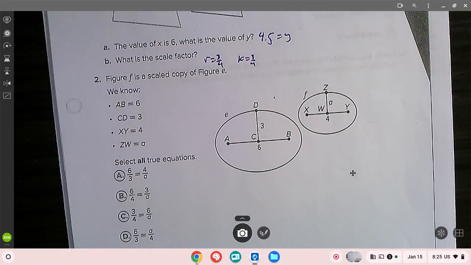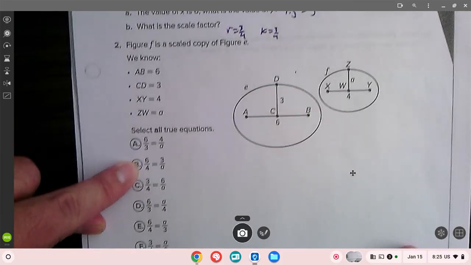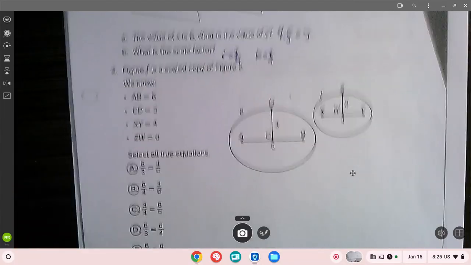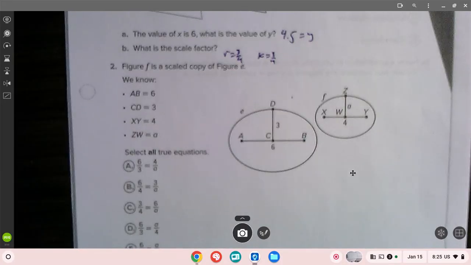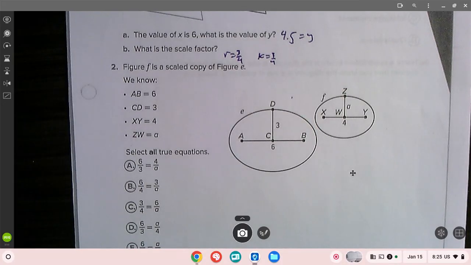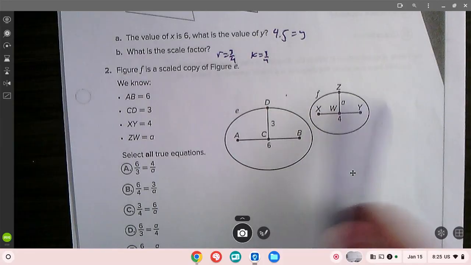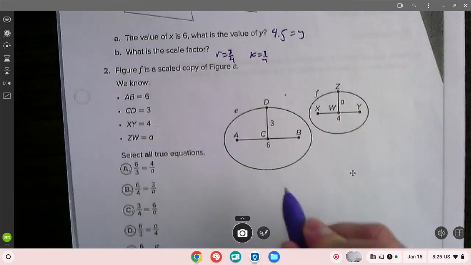We got it on the last one. This one's a little bit more tricky, right? If we look at their answers, they have 6 over 3, 6 over 4, 3 over 4, 6 over 3, 6 over 4, and 3 over 4. We need to compare what is in the same position. So which distance goes with AB in our copy? XY. So we need AB to go with XY.